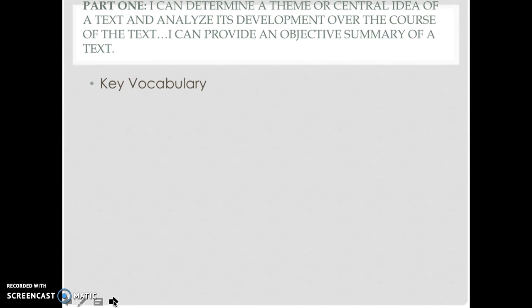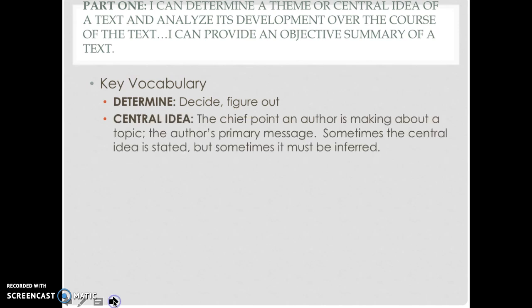I can also provide an objective summary of the text. So let's talk about what all that means. Determine means that you can decide or figure out the theme or central idea. We're going to practice doing both. The central idea is the chief point that an author is making about the topic.